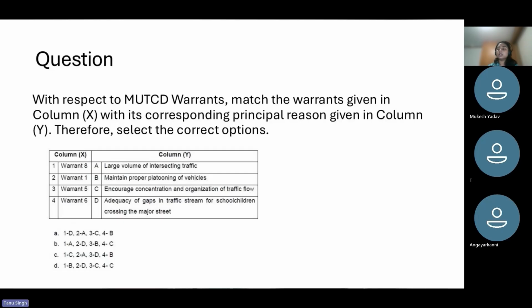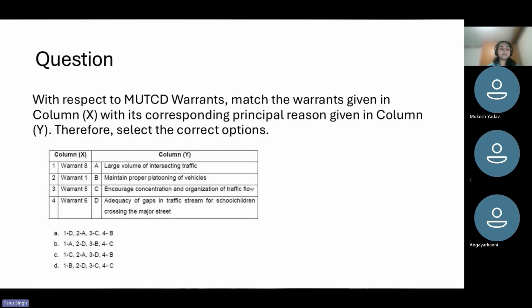Okay, so now let's discuss the solution. First is warrant 1. Let's go depending on the volume. Warrant 1 was about the volume, the 8-hour volume or traffic volume. So warrant 1 is related to A. Now coming to warrant 8. Warrant 8 was mainly related to traffic network or coordination. So that comes to C.